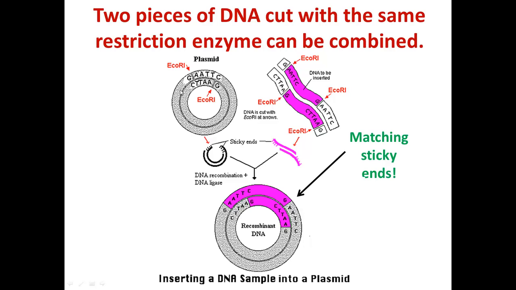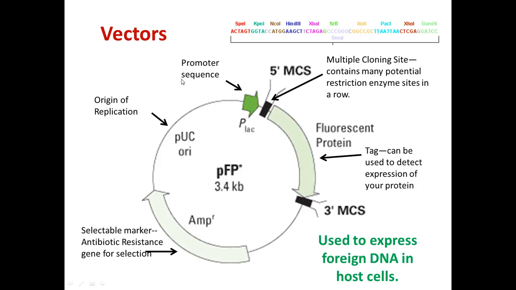So now I want to talk a little bit more about the plasmid. What kind of plasmid would we want to insert our foreign DNA into? We generally use plasmids called vectors, and these are vectors that are used to shuttle foreign DNA into different host organisms. And these vectors have some really important parts.